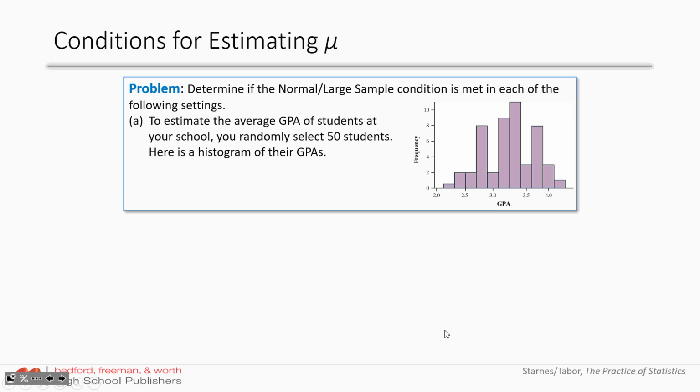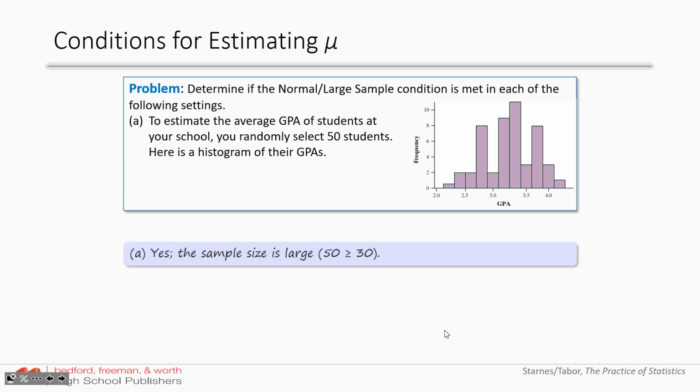So we're going to look at a couple problems to determine if the normal or the large sample condition is met or not. To estimate the average GPA of students at your school, you randomly select 50 students. Here's a histogram of their GPAs. Do I know the shape of the population? I don't, but the sample size is 50. So the central limit theorem tells me that regardless of the population shape, if the sample size is bigger than 30, the sampling distribution is going to be approximately normal. So that condition is met.